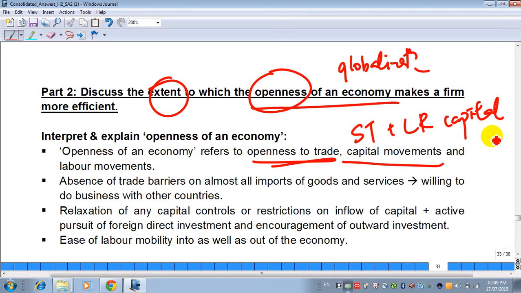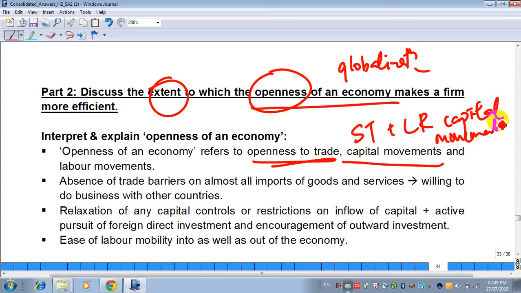Now, I told you that this term, we will try to make linkages across the syllabus. And can I ask you a question? What exactly is short-term capital movements? Short-term capital movement is actually about the inflow or outflow of hot money. Hot money is considered short-term capital because it's so volatile. It can leave any moment, right? Long-term capital, on the other hand, refers to FDI, foreign direct investment.